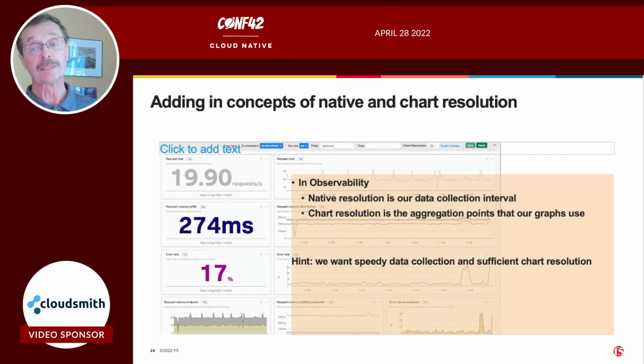So native resolution, data collection, chart resolution, the aggregation that we're using for our charts and graphs. We want speedy data collection and sufficient chart resolution so that we can understand what's going on.